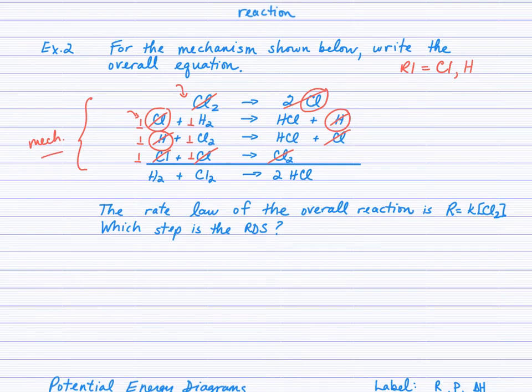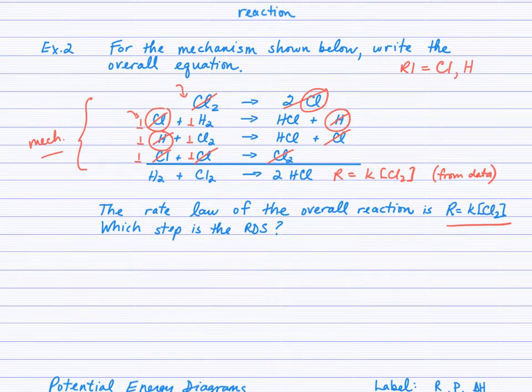All right, so I'm giving you now this information that the rate law of the overall reaction is rate equals K times the concentration of Cl2 to the exponent 1. And I'm asking you which step is the rate determining step. So you're being given the rate law of the overall equation right here. So that has been determined from experimental data, from tables like you did in the previous lesson. So which step do you think is the rate determining step?